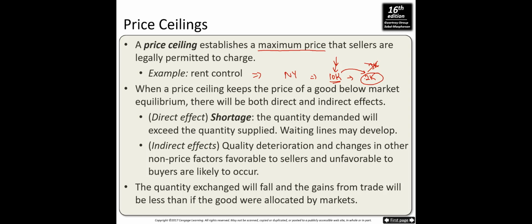And other non-price factors could be, we will talk about in the following slides, but sellers start rationing the buyers. So what does that mean? There might be even some discrimination, because if you know that there are too many buyers in the market, you start choosing between the buyers. You may be more favorable to friends and family, or even to certain races. The quantity exchanged will fall at the end of this price ceiling, and the gains from trade will be less than if the goods were allocated by markets.